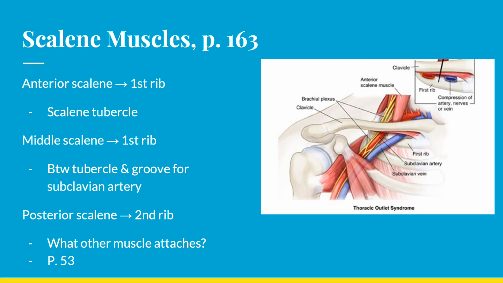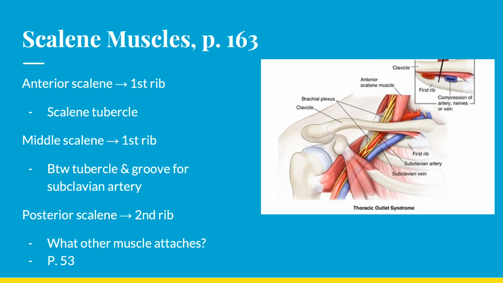Okay, your scalenes, you want to be able to differentiate your scalenes, and these things will come back in multiple classes, so this is pretty important. If you're not already super familiar with them, now would be a great time. So you got your anterior, your middle, and your posterior. Know what each of those attach to, first and foremost. So your anterior scalene attaches to the first rib at that scalene tubercle. Your middle scalene also attaches to the first rib between the tubercle and the groove for the subclavian artery, and then the posterior scalene is unique. The posterior one attaches to the second rib.